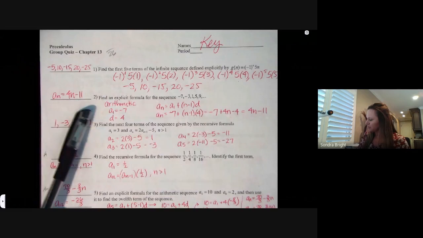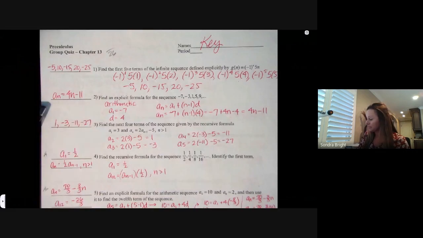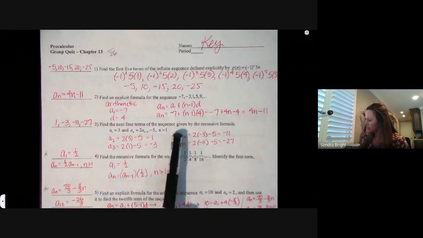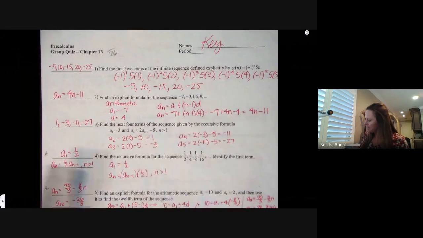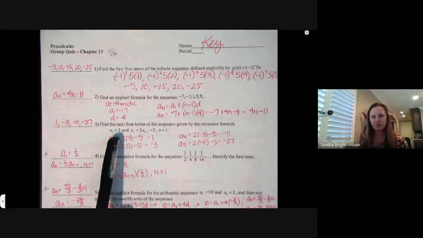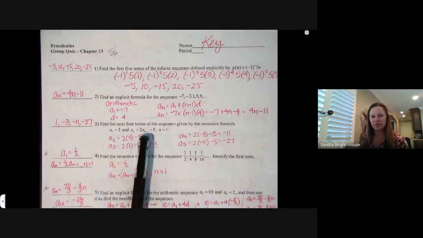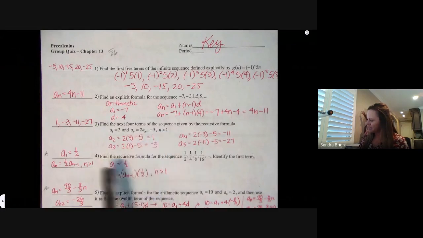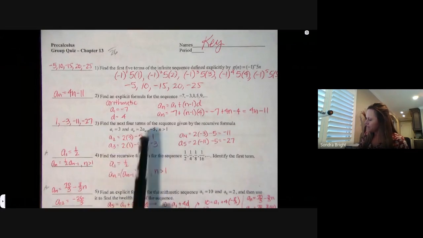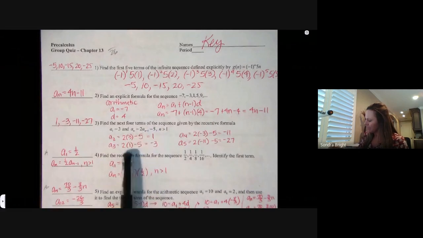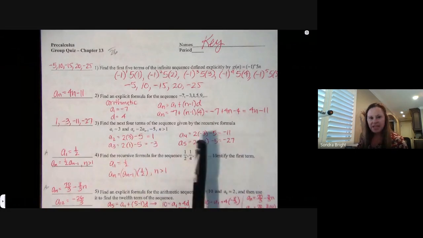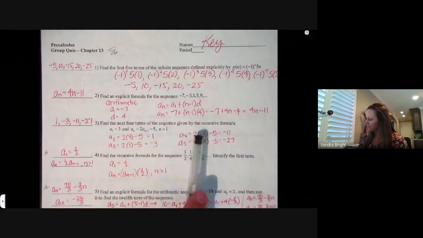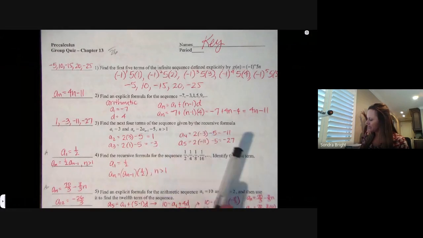Finding the next four terms of this sequence given recursively, well, your first term was 3, but then the second term would just be plugging in a 3 into 2 times 3 minus 5. It'll give you a 1. Third term would be plugging in the 1 into the a sub n minus 1. So you got -3. Fourth term would be plugging in this -3 into the a sub n minus 1 to get -11, and then the last one is -27.